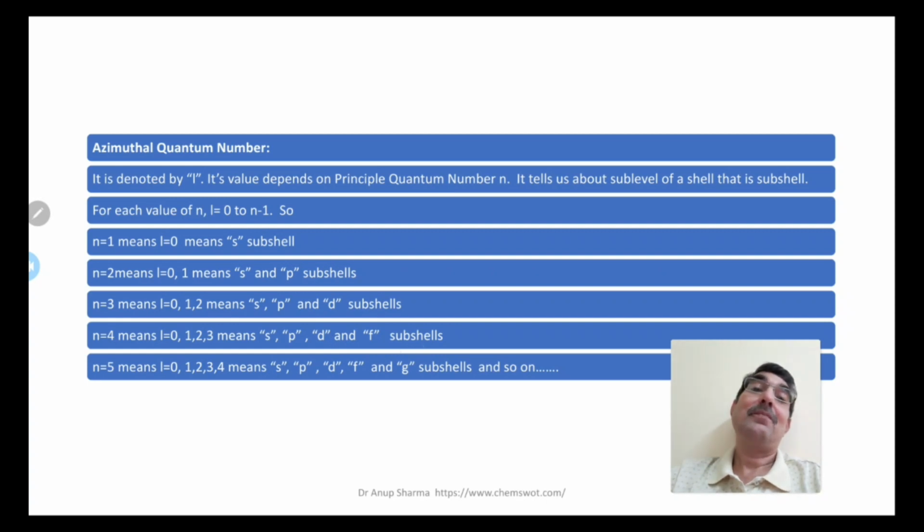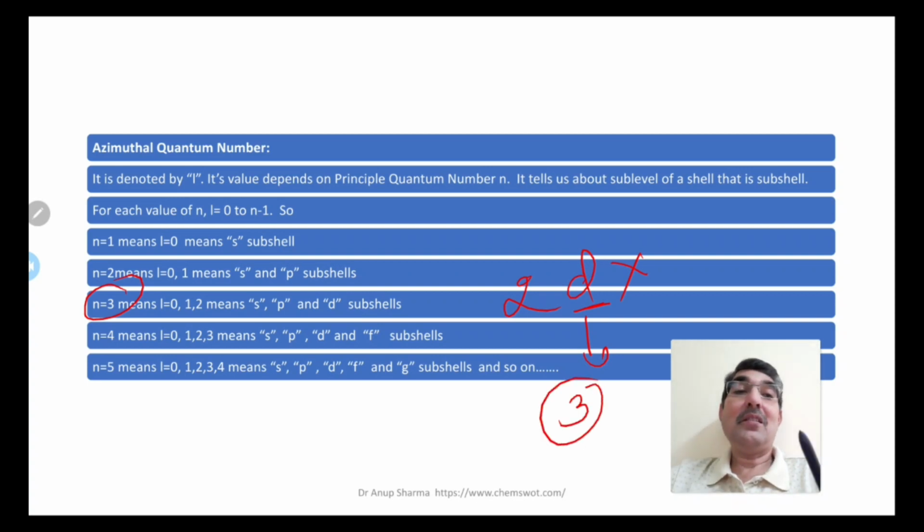So like that. So that means l depends on n, and l equals 0 to n minus 1. So l value is always 1 less than n. That means to have d subshell, we must have minimum 3 shells. I was asking you, is 2d possible? No, it is not possible, because for having d subshell, you must have how many shells? Minimum 3 shells. So that is what we need to understand.